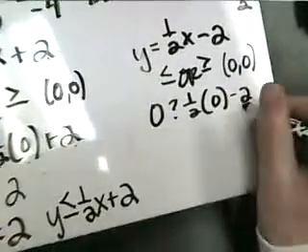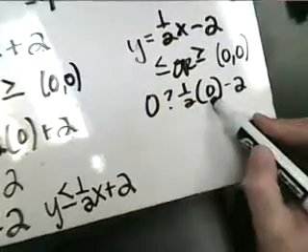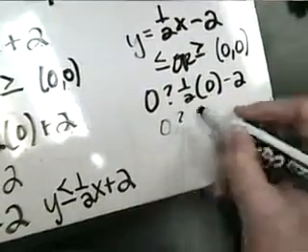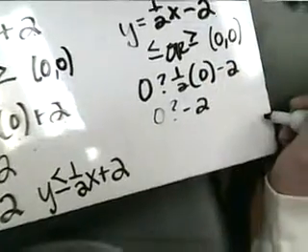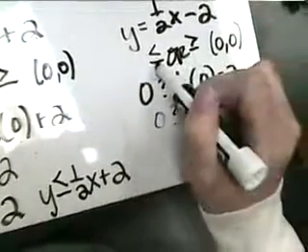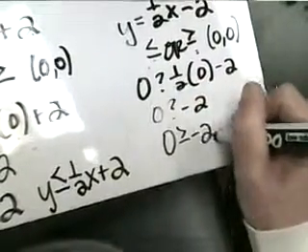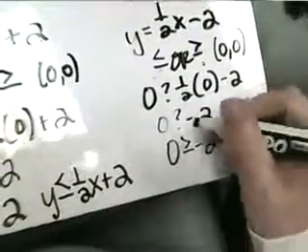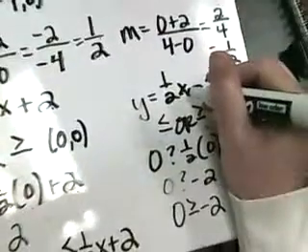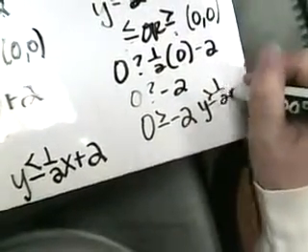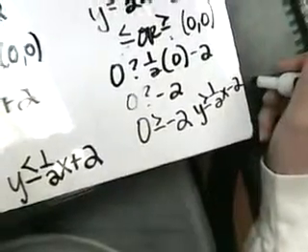I'm going to have to clean this side up a little bit. 1/2 times 0 is 0, minus 2 is -2. 0 is what compared to -2? Well, 0 would be greater than or equal to -2. So now use that symbol for your equation. Y is greater than or equal to 1/2 x minus 2.